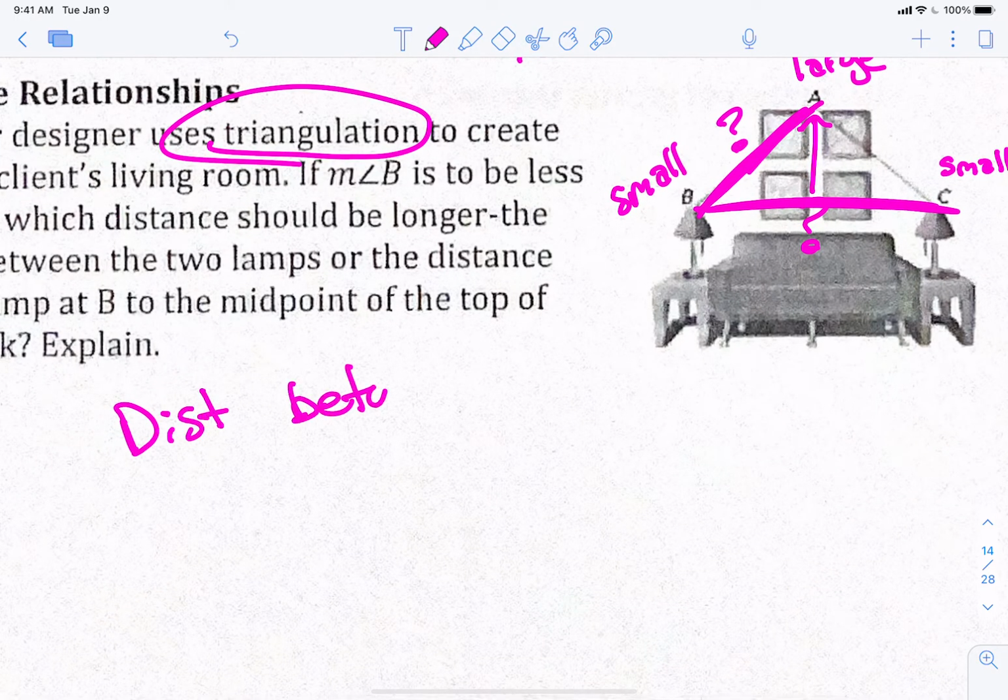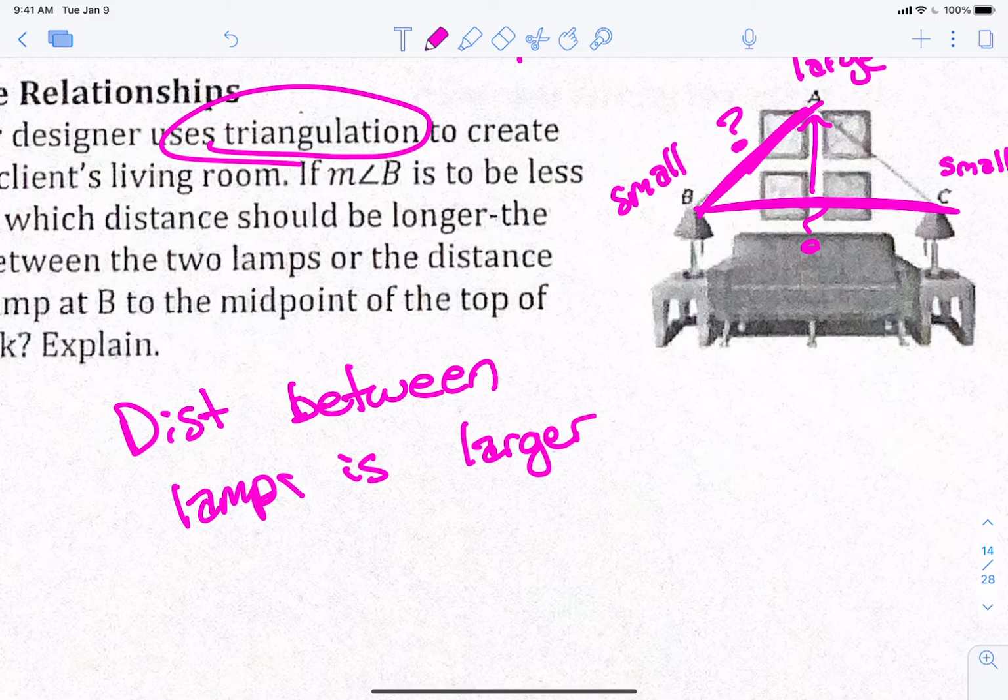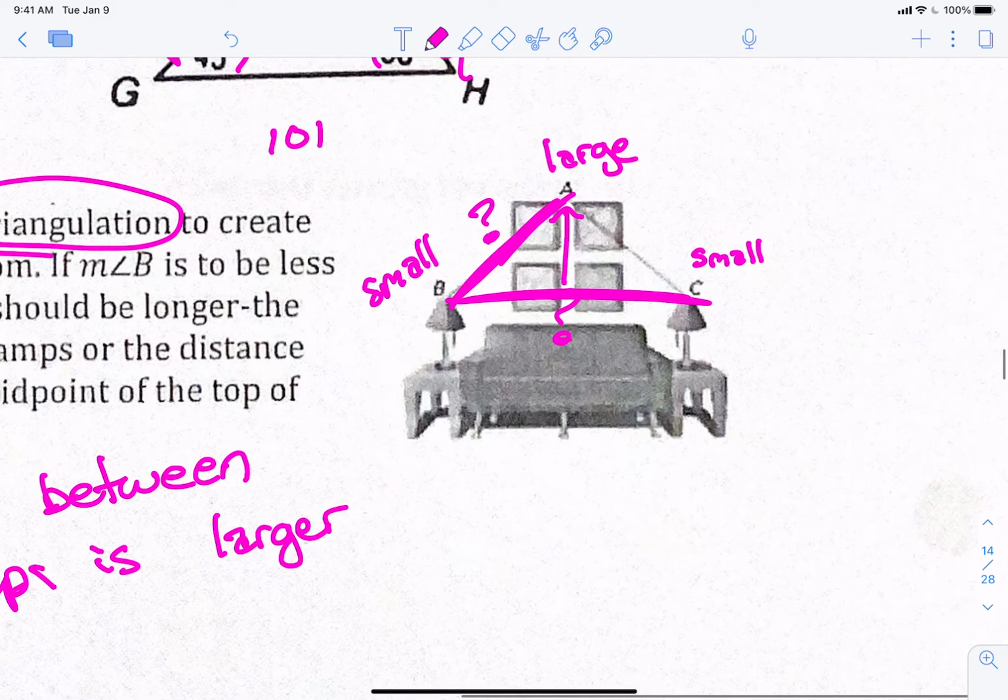The distance between the lamps is larger. Does that make sense? The largest angle is opposite the largest side. If those 2 angles are both small, then they cross.